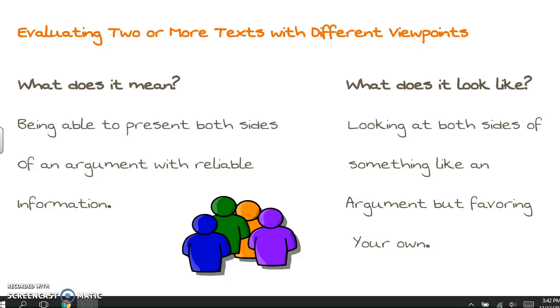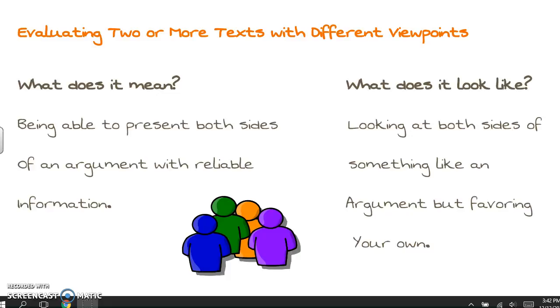evaluation, we can analyze a case in which 2 or more texts provide conflicting information on the same topic and identify where the texts disagree on matters of fact or interpretation. So let's break that down a little bit. So what does that mean? Being able to present both sides of an argument with reliable information.